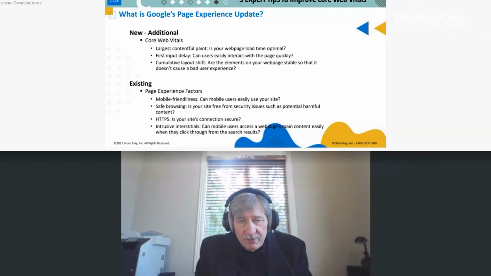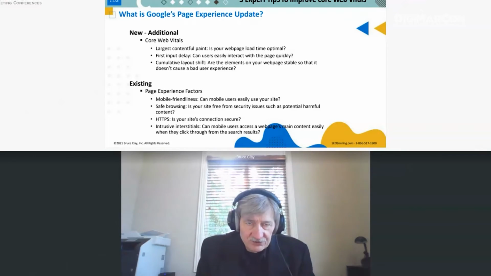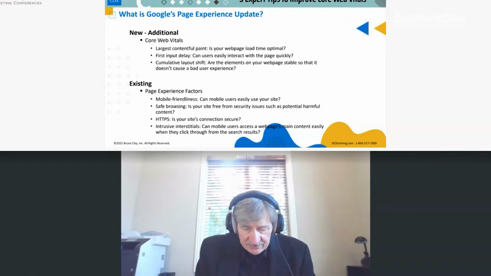Technically, all of the page experience factors you should have already solved a long time ago. If you haven't, you have to fix that. Mobile friendliness has been around forever, so let's just take those off the table. That's why I'm focusing on Core Web Vitals. They have one called Largest Contentful Paint, and I'll get into that in a second.